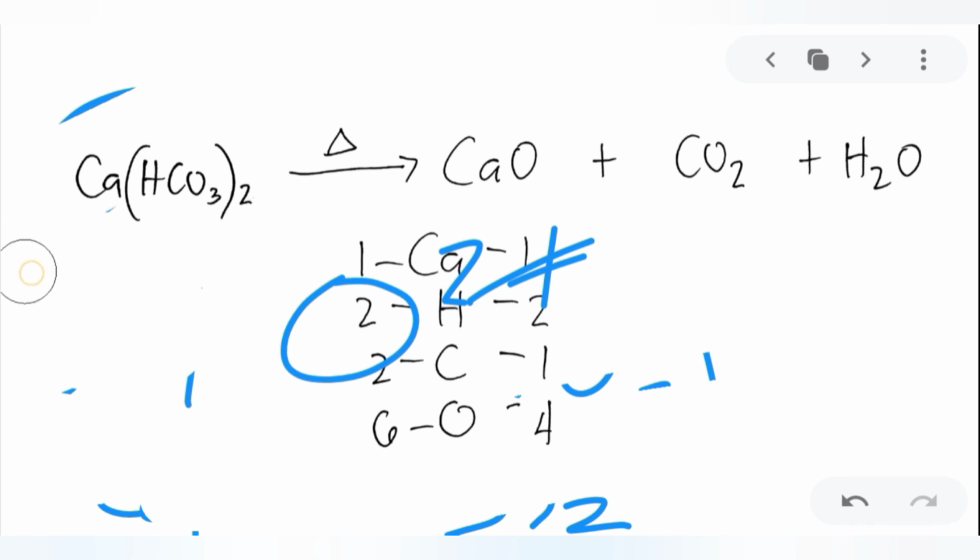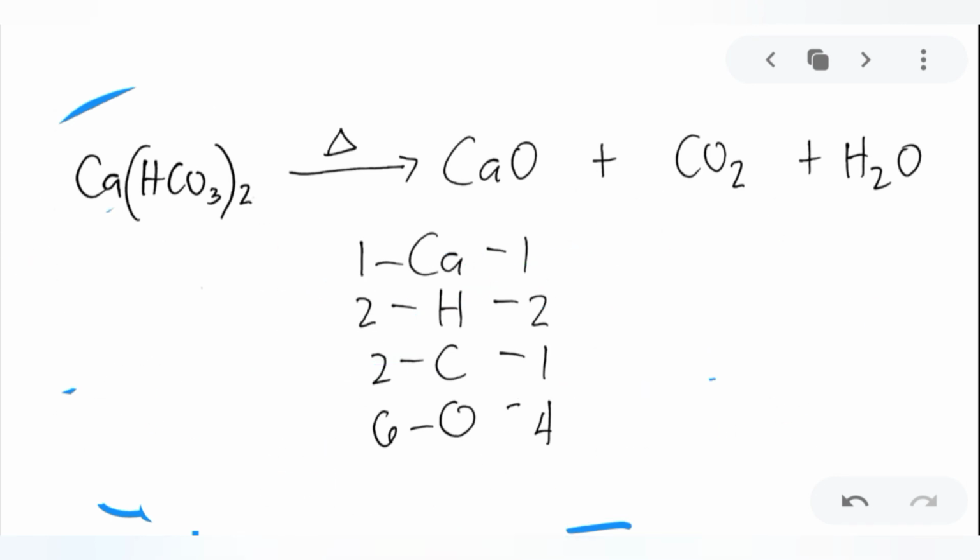So let us check if this is a balanced equation. For calcium, we have here 1 piece of calcium on the reactant side, 2 pieces of hydrogen, that is 2 times 1 here, 2, and then the carbon is 2 times 1, that is 2, and then for oxygen, that is 6, 2 times 3, that is 6. On the product side, we have 1 piece of calcium, 2 pieces of hydrogen, 1 piece of carbon here, and then 4 pieces of oxygen, that is 2, 3, 4 pieces of that. So as you can see, this is not a balanced equation.